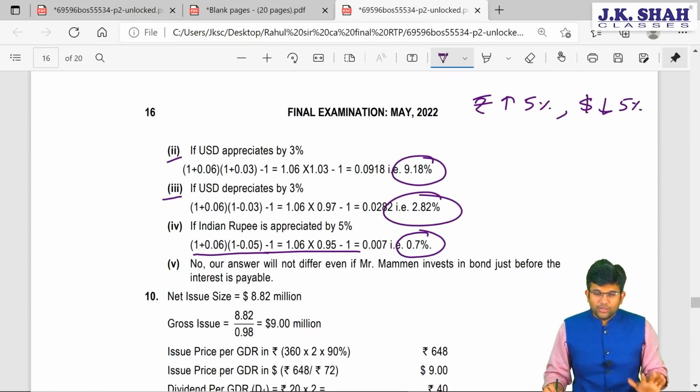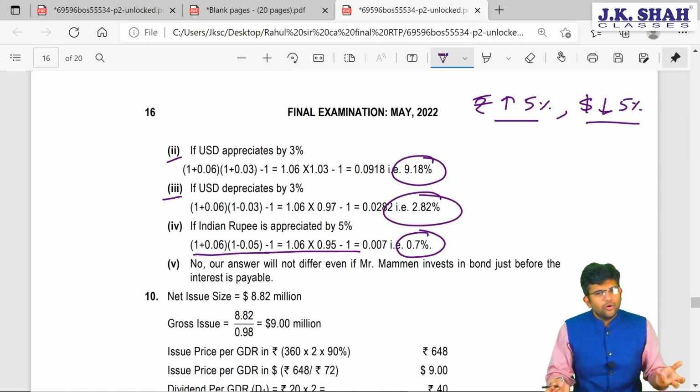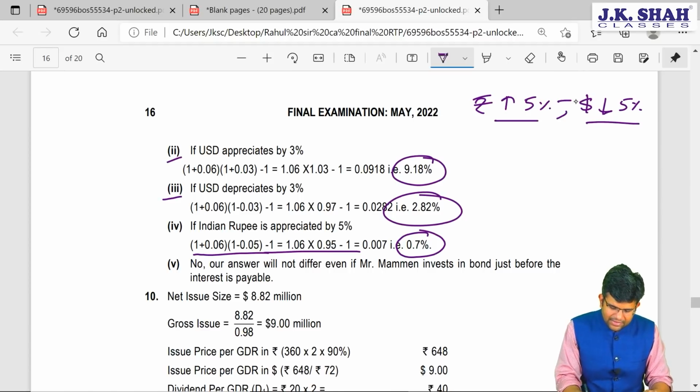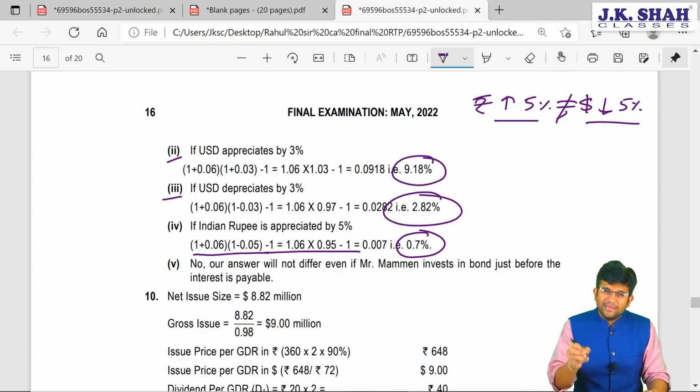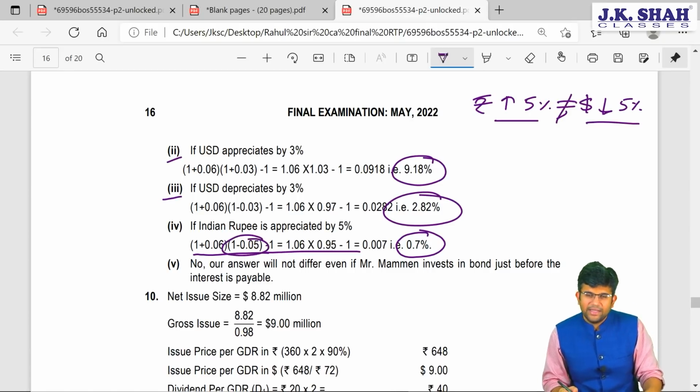But the fact is that the percentage appreciation and depreciation against each other of both currencies won't be the same. If rupee is appreciating by 5%, it is not necessary that dollar will depreciate by 5%. You do the mathematics. You must have been taught when you were taught forex, right? This is not the case. And children, this error ICAI has taken here, okay, same error ICAI has taken here.